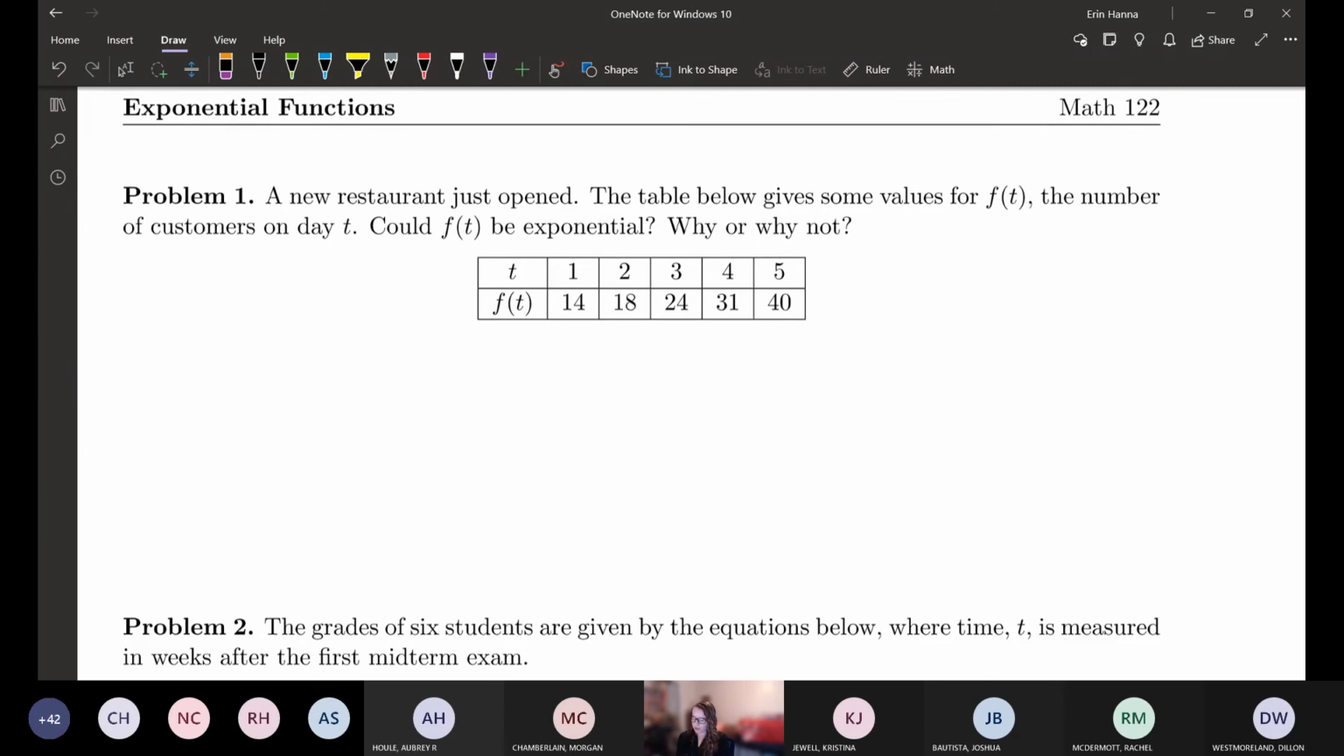So we have a new restaurant just opened. The table below gives some values for f of t, the number of customers on day t. Could f of t be exponential? Why or why not? So again, I think I was saying before, we had a way to tell whether a table was linear. We did those little loop-de-loops and figured out if the slope was constant. Here, what we need to check for is something called a constant factor, a constant ratio.